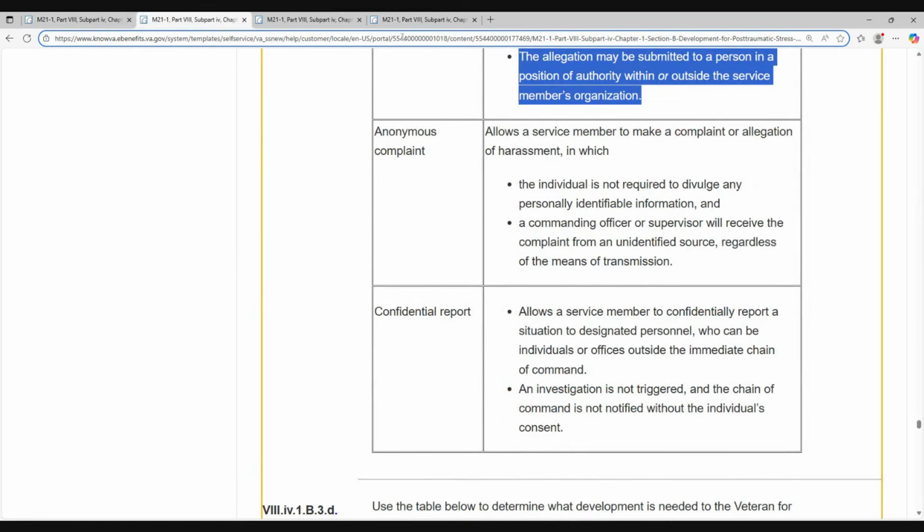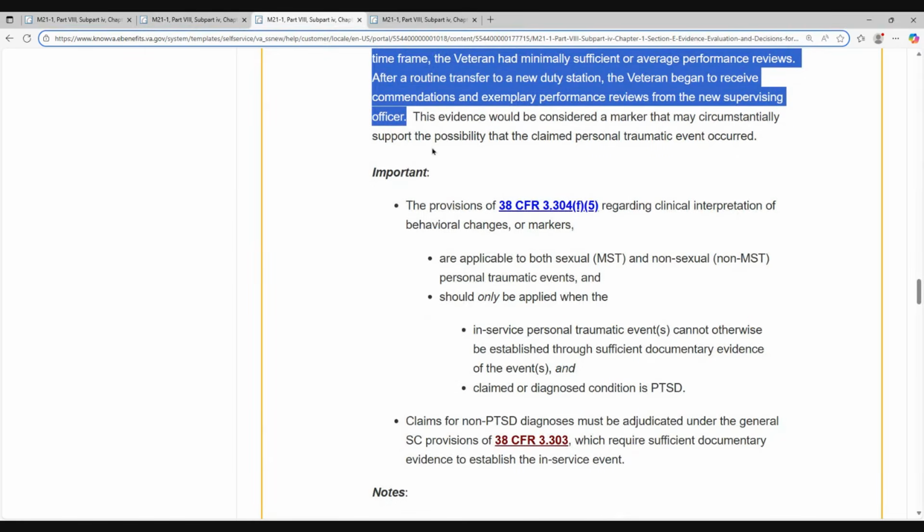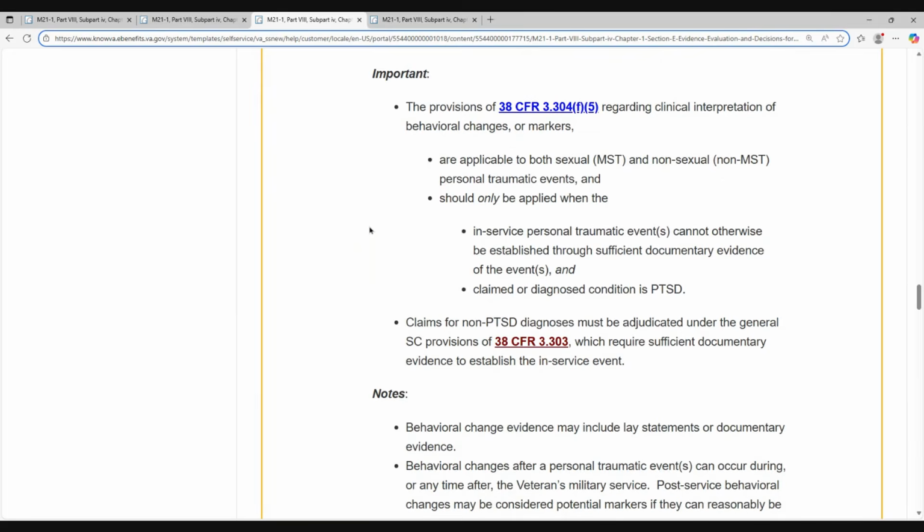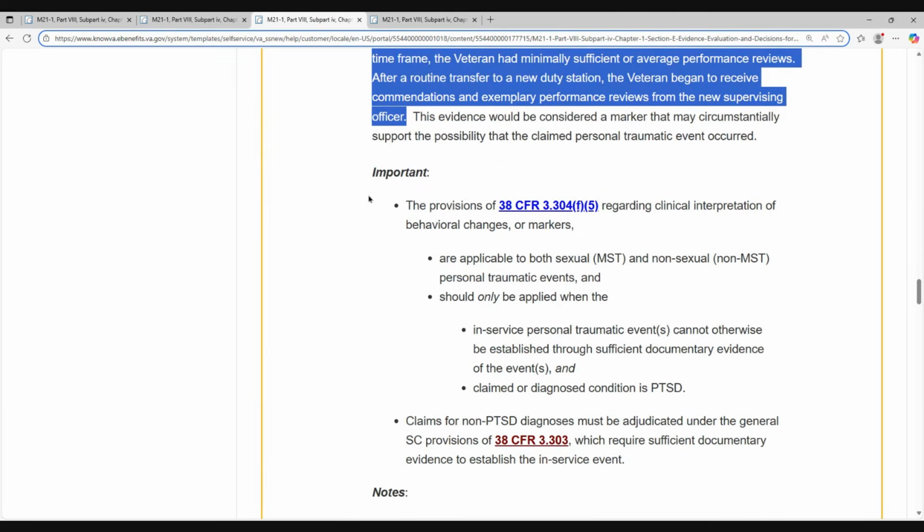But if you had additional markers that weren't taken into consideration, that might be a reason to do either a higher level review or a supplemental claim, depending on how the evidence was reviewed in your original claim.